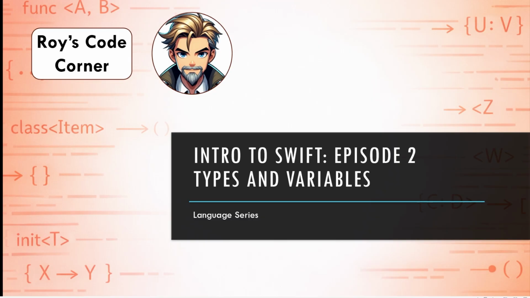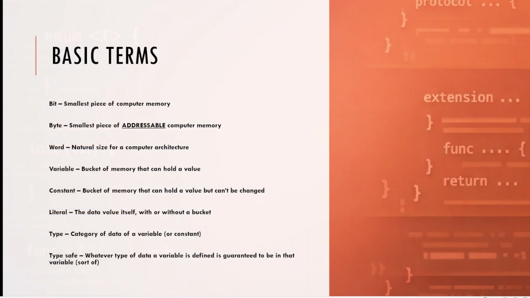Now let's go ahead and start taking a look at some basic terminology before we actually get our hands dirty. Before we start talking about types and variables in Swift, I wanted to break down some basic terminology that I will probably throw around as I talk about this topic. First one would be talking about memory usage.